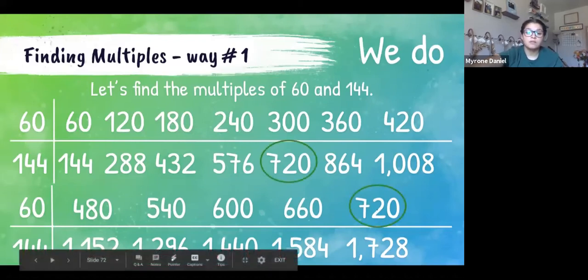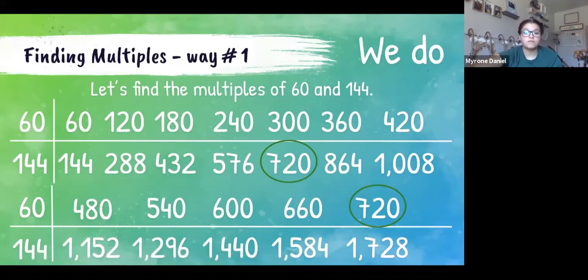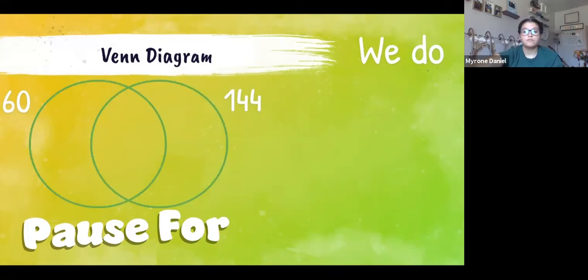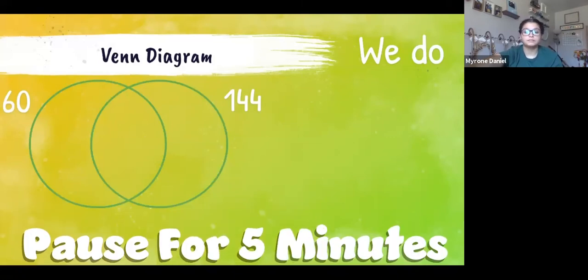720 is the common multiple between 60 and 144. So now we're going to do the Venn diagram again. This time I want you to do your factor tree of 60 and 144. Pause the video for 5 minutes to do your factor tree.